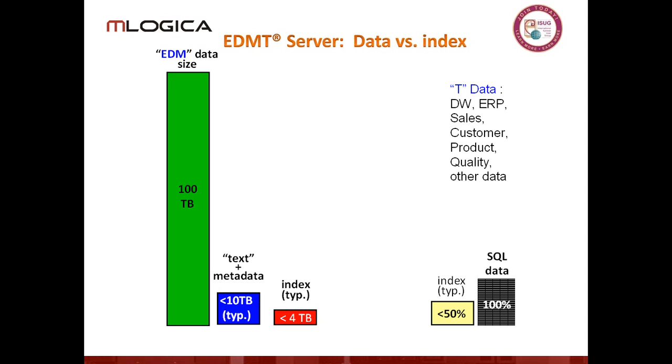Imagine you have 100 terabytes of email, documents and multimedia. That is the green bar. Now, text plus metadata is typically less than 10%, in this case less than 10 terabytes. And indexing for this will be, say, less than 4 terabytes, give or take. So if we do the coexistence approach, IQ doesn't have to store the green part, and it's only less than 14 terabytes of data.